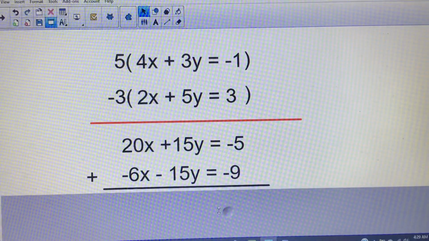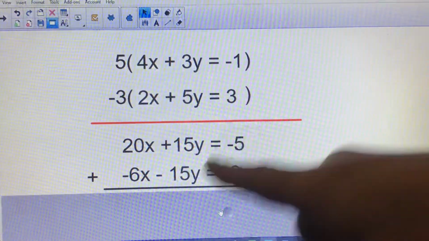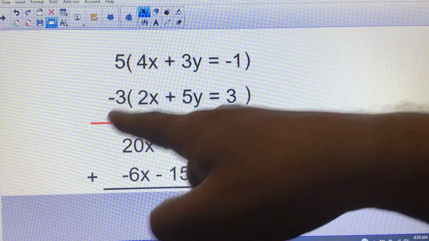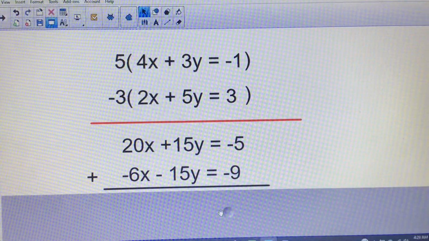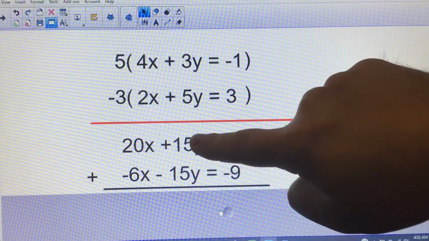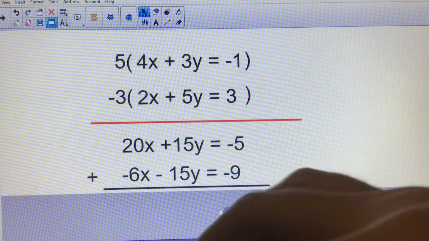So if I do that, here are my results. This turns out as 20, 15, and -5. And then this comes out as -6, -15, -9. So once I have the new equations, notice these will cancel each other. I'll just add them together. So I have this plus sign here showing I'm going to add the two equations.